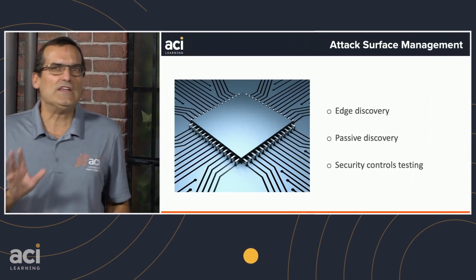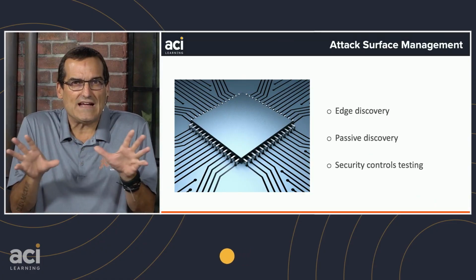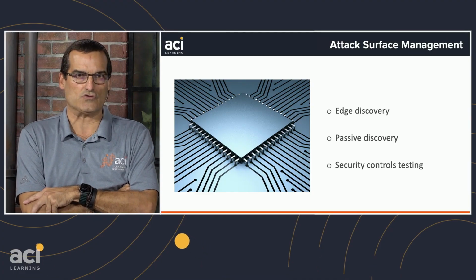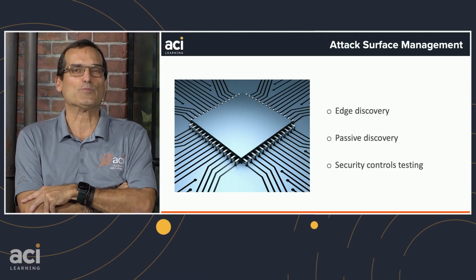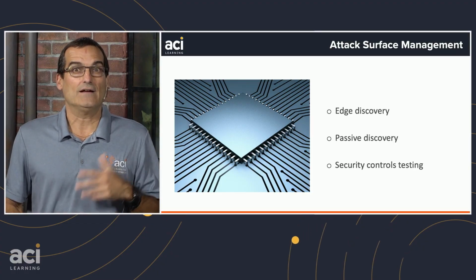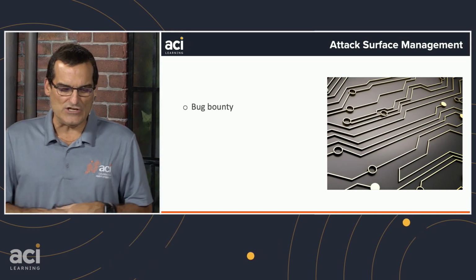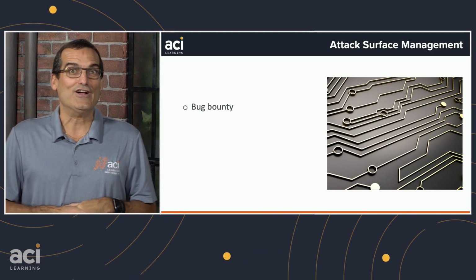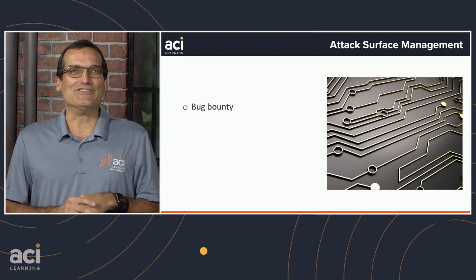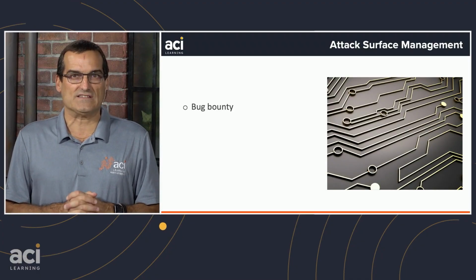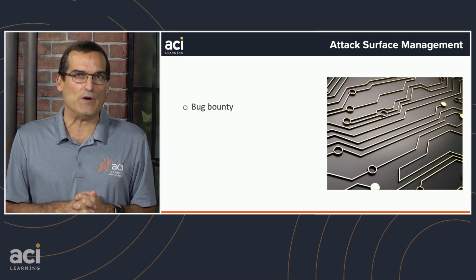Now, once we figure out, Sophie, where the attack surface is, we should go in and test the security controls. Make sure you're protecting that visible attack surface as much as possible. Something else that we should do is consider offering bug bounties to people like Daniel Lowry to come in and find bugs that exist in that exposed stuff.